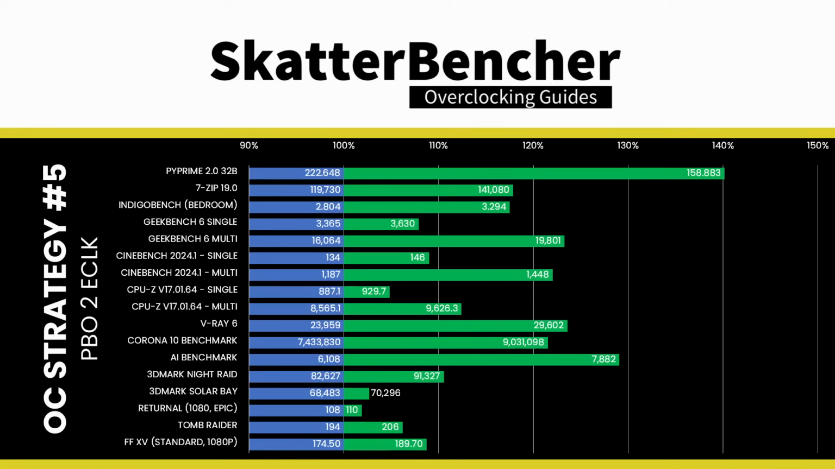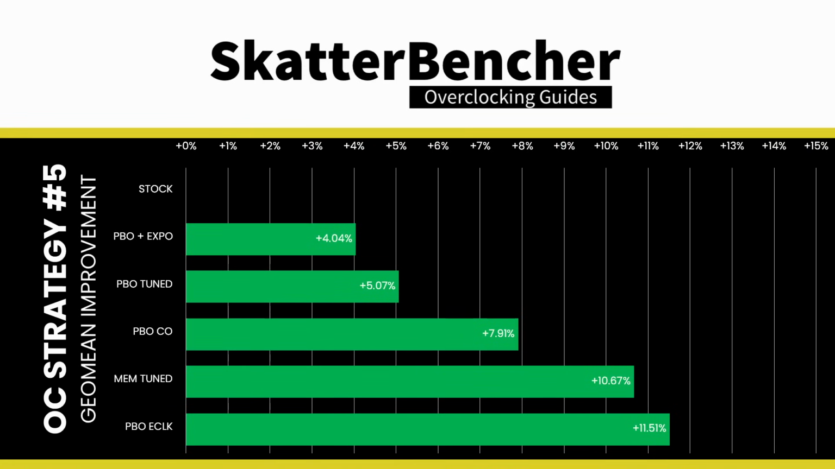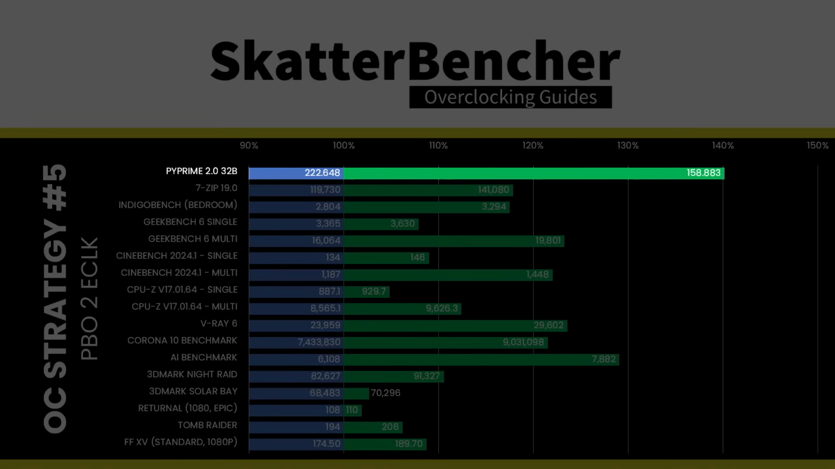We reran the benchmarks and checked the performance increase compared to the default operation. Overclocking with asynchronous eCLK is somewhat of an academic exercise because its main purpose is to overcome the Precision Boost Fmax limit in 1T scenarios. We can see there is a small performance improvement in single-threaded benchmark applications, but for the most part, the performance is similar to what we get when we just use Curve Optimizer. The geomean performance improvement is plus 11.51%, and we get a maximum improvement of plus 40.13% in PY prime.